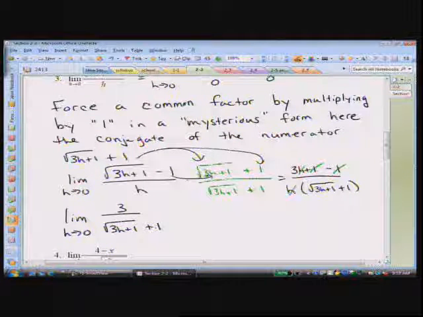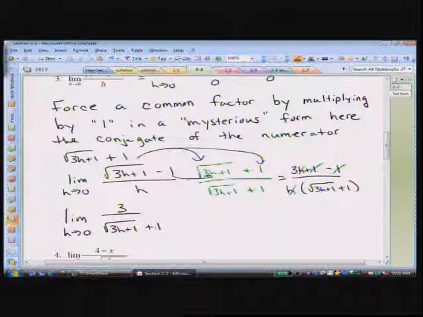So I didn't do anything to the problem. I just changed its form by multiplying by 1.